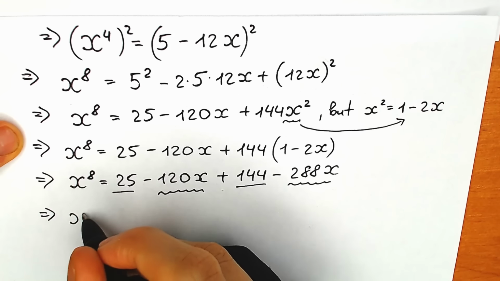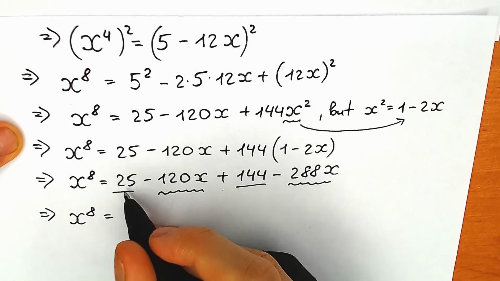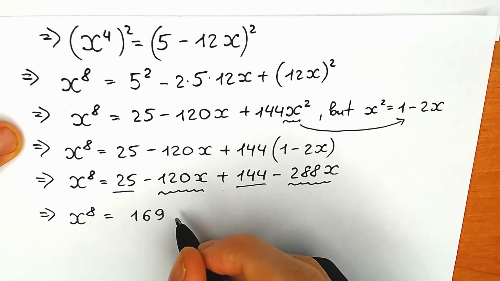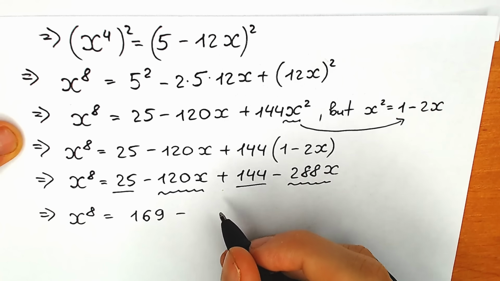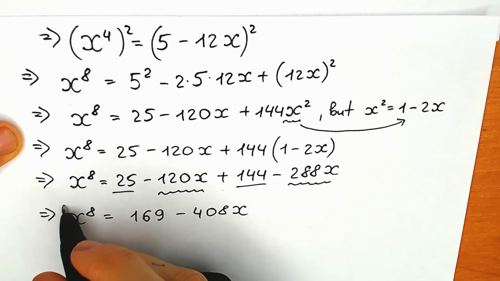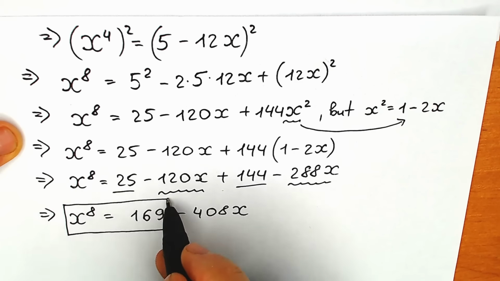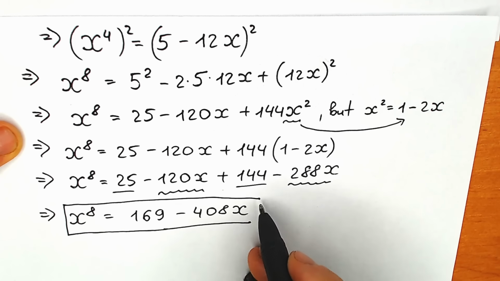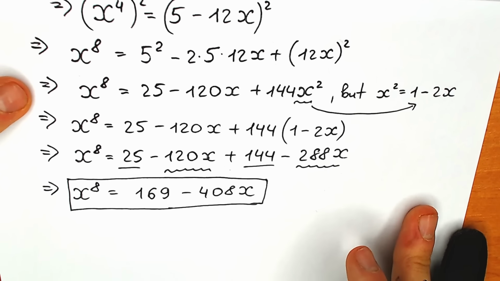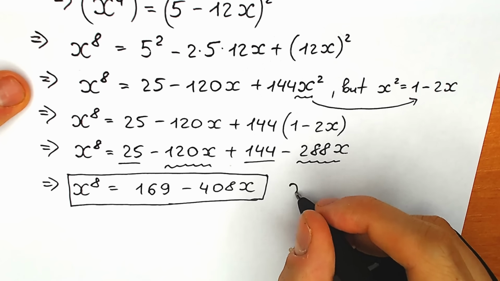Let's simplify this more. So we have x to the power 8 equal to 25 plus 144, we have 169, minus, right here we have 408x. And this is our x to the power 8. So we already know x to the power 4, x to the power 2, and right now we know x to the power 8, but we have to solve it for x to the power 10.